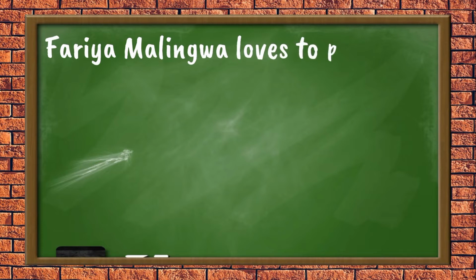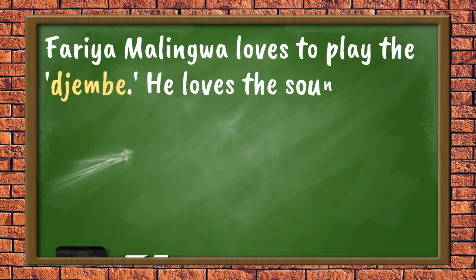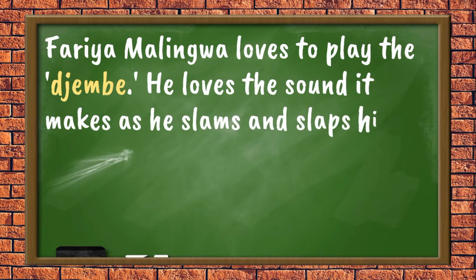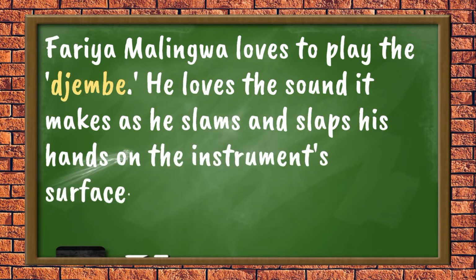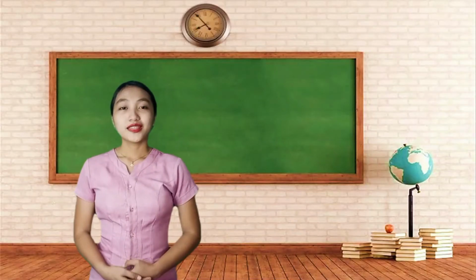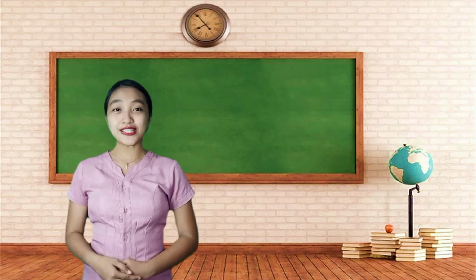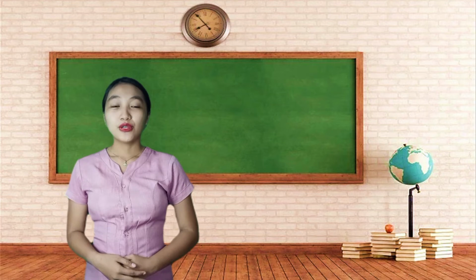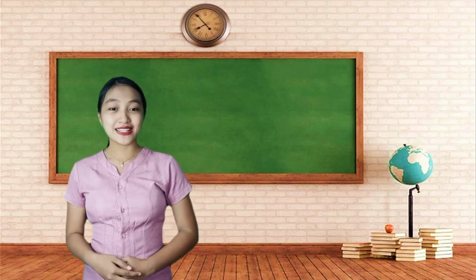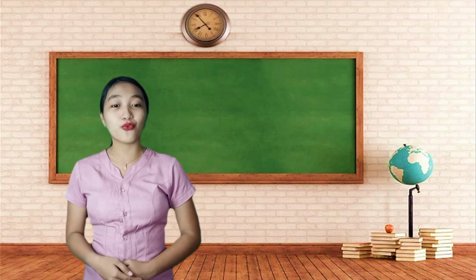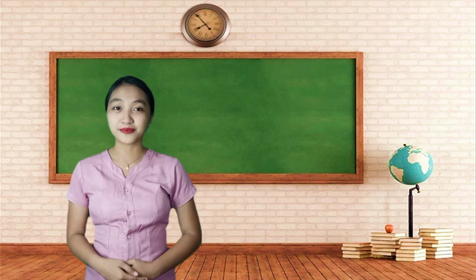The statement is, Faria Malingua loves to play the djembe. He loves the sound it makes as he slams and slaps his hands on the instrument surface. Did you get what the word djembe means by just searching possible clues in the sentence itself? What are the keywords in the sentence that might give us a hint of what djembe means?